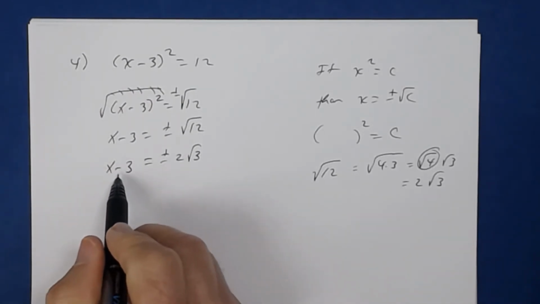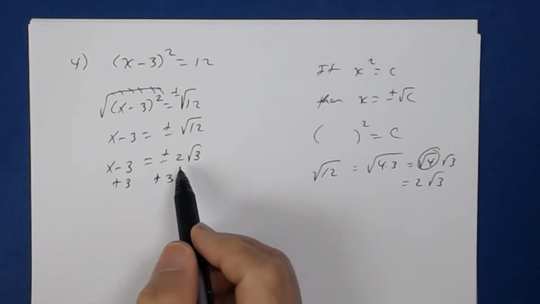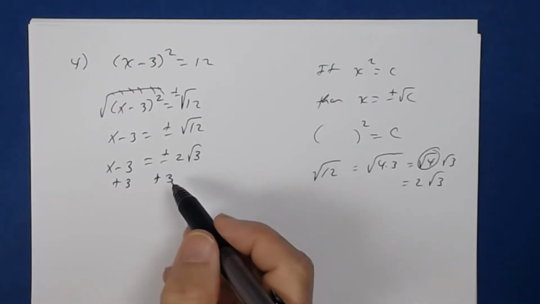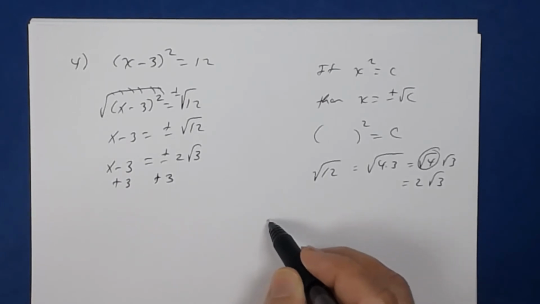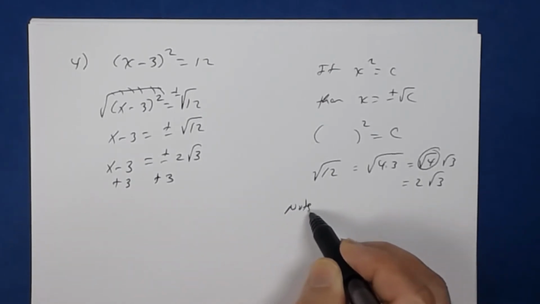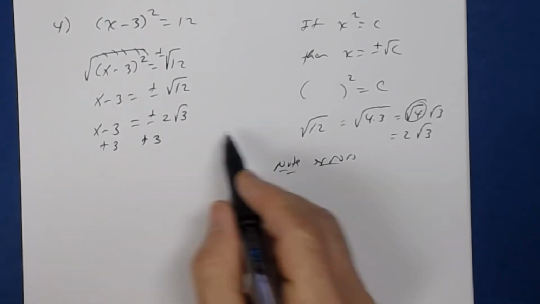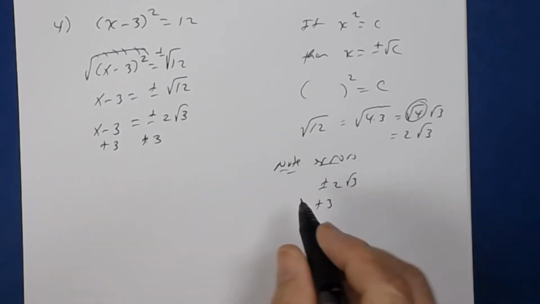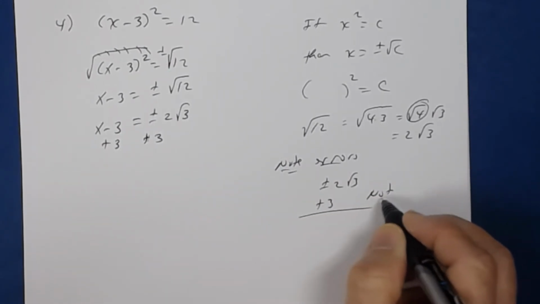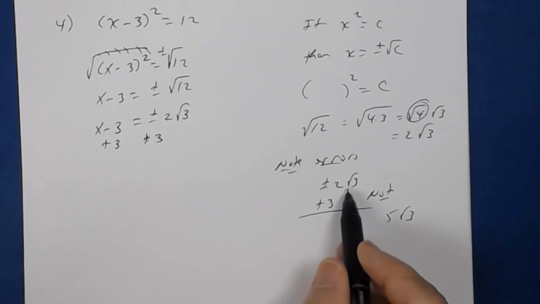And then the next thing I've got to do is get x by itself, so I'm going to add 3 to both sides. Now be careful, don't make the mistake, because that is a common mistake people make. They want to say that's going to be 5 square root of 3. That's not true. So note some errors people are going to make. When I have plus or minus 2 square root of 3, and then I add 3 to both sides, that is not 5 square root of 3. That is incorrect. You learned in a previous lesson that these are not like terms.